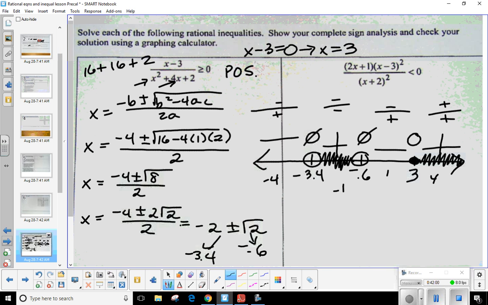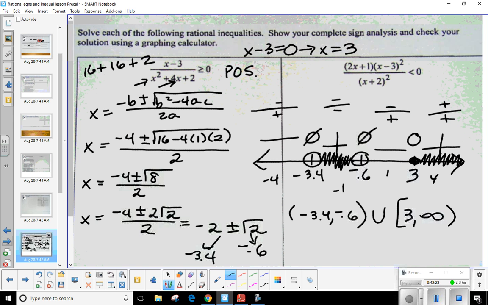So let's see. How would you write that? Negative 3.4, comma, negative 0.6. Parentheses on both. 3 to infinity. There you go. Bracket on the left. Okay. Now again, think about the answer that we just got.